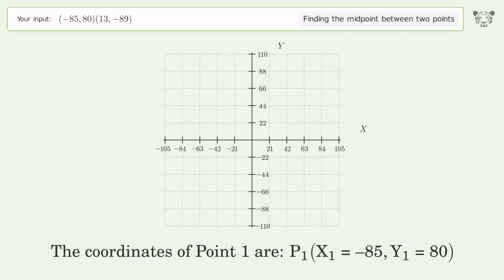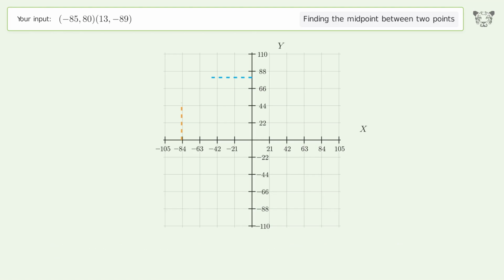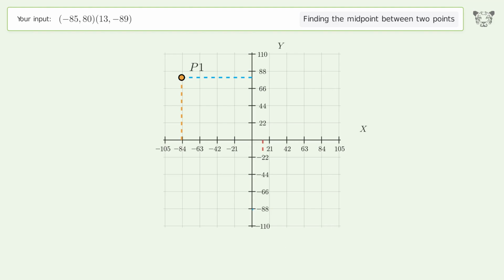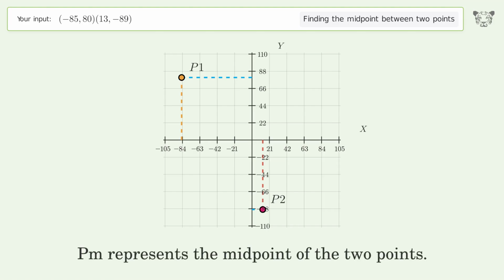The coordinates of point 1 are, x1 equals -85, y1 equals 80. The coordinates of point 2 are, x2 equals 13, y2 equals -89. PM represents the midpoint of the 2 points.